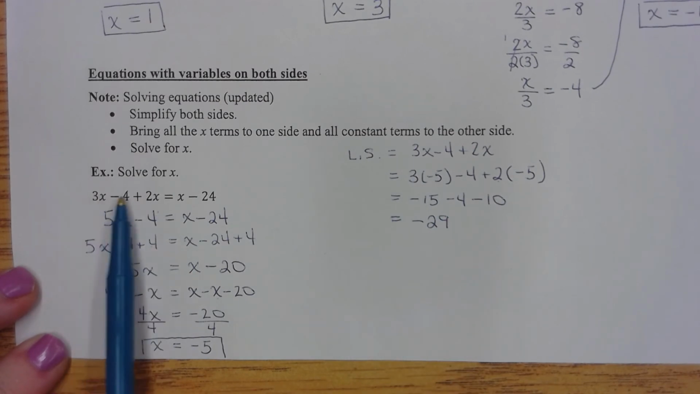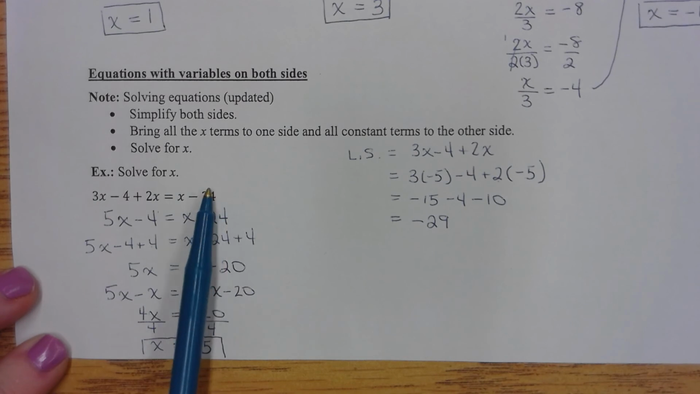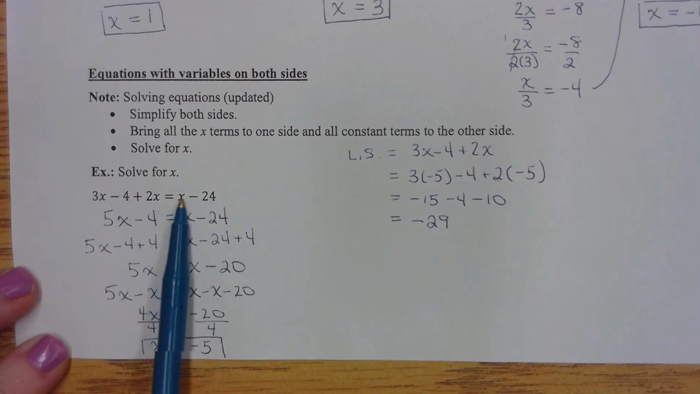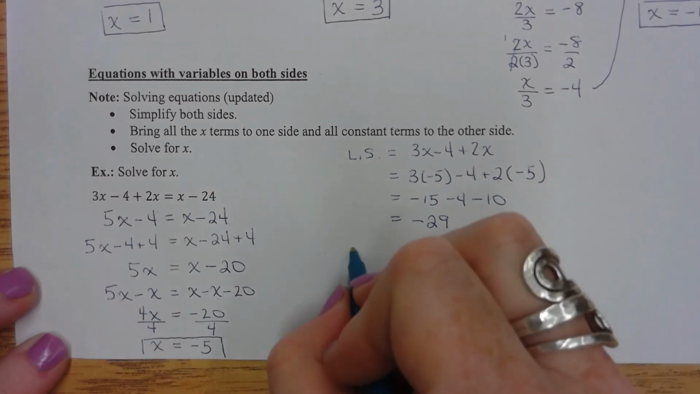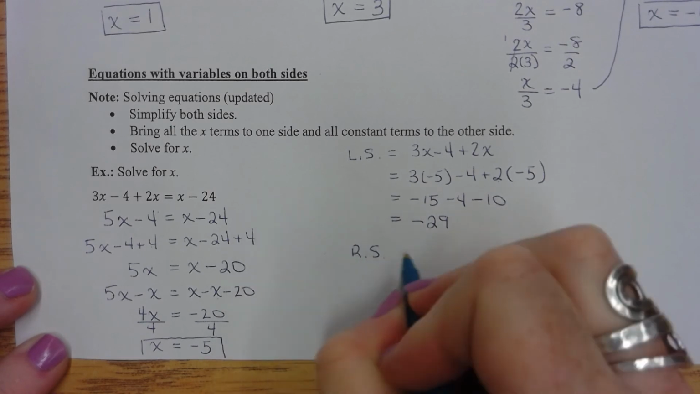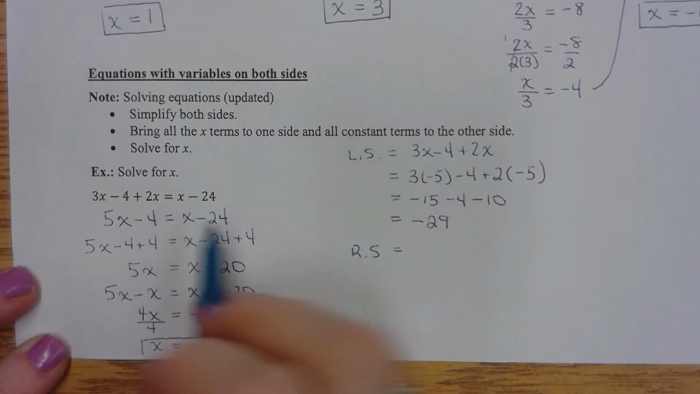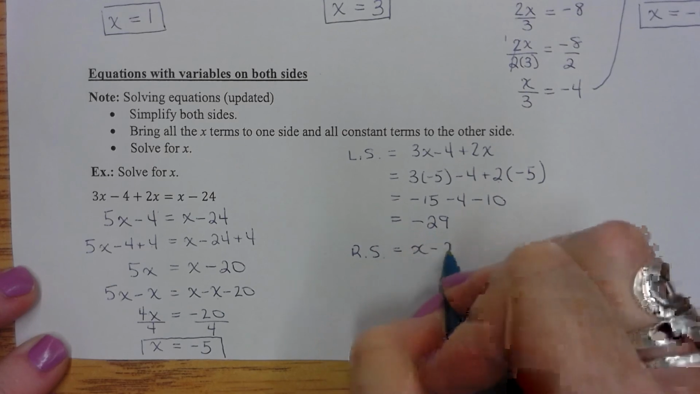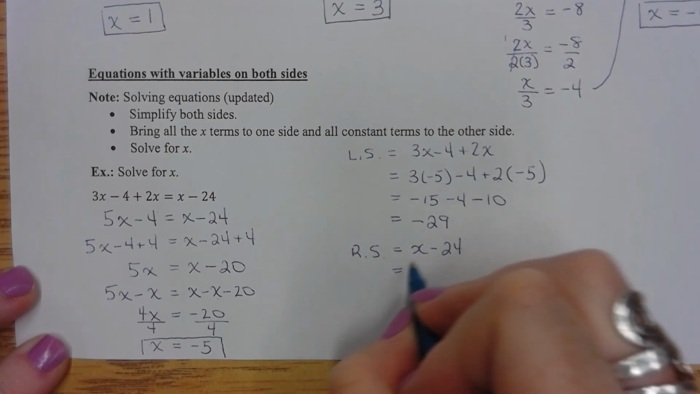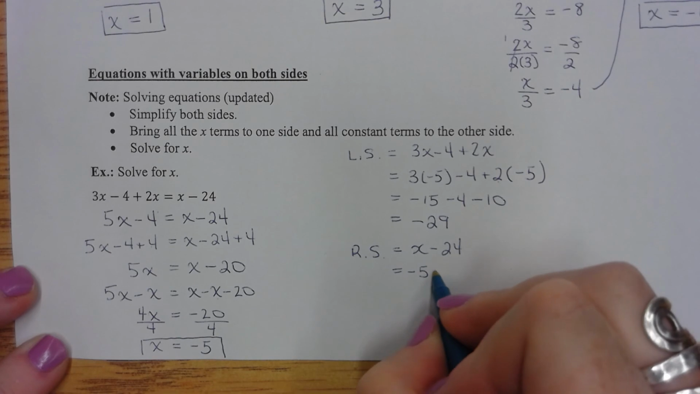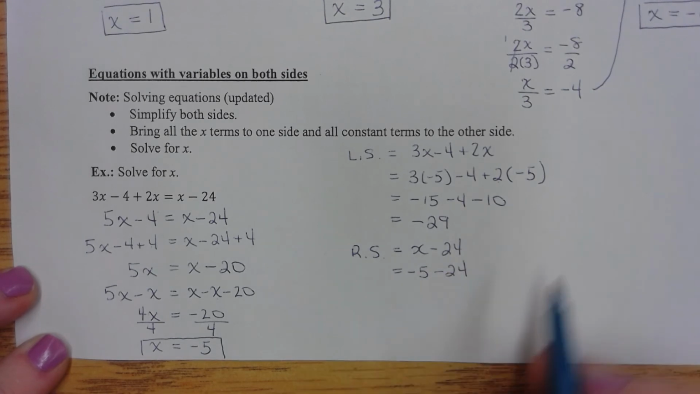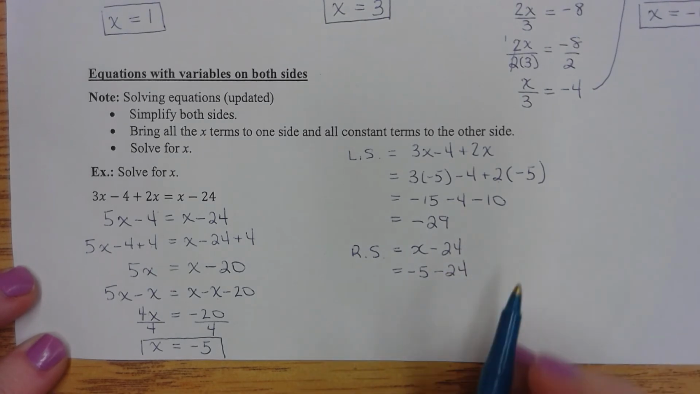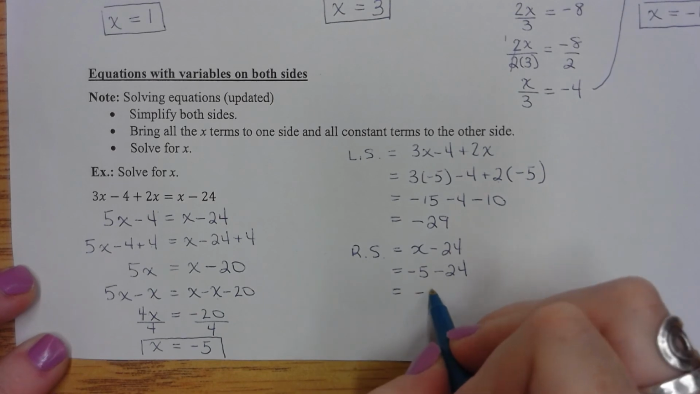Since this and this are supposed to be equal, I need to get the same exact answer when I replace x into here, so let's check the right side of the equation. My right side is x minus 24. I'm going to replace the x with negative 5, and then I subtract 24. And so now I have negative 5 minus 24, which is negative 29.